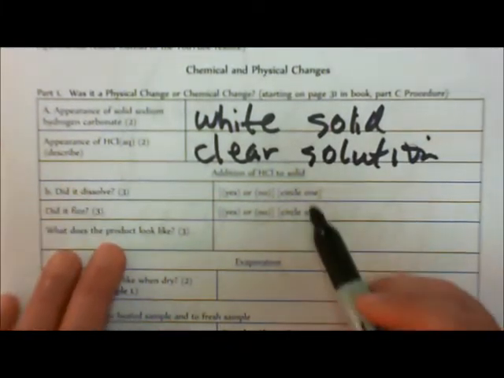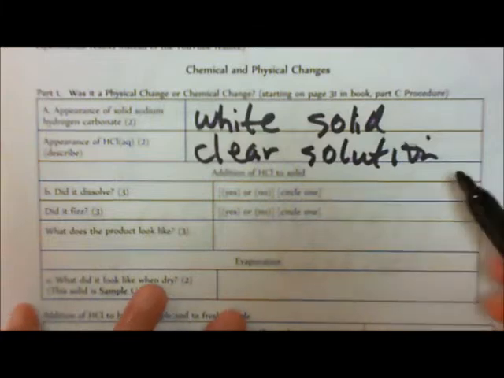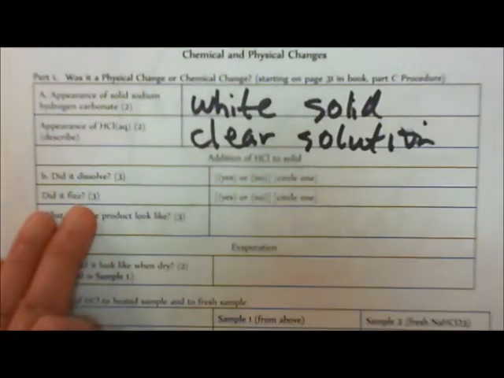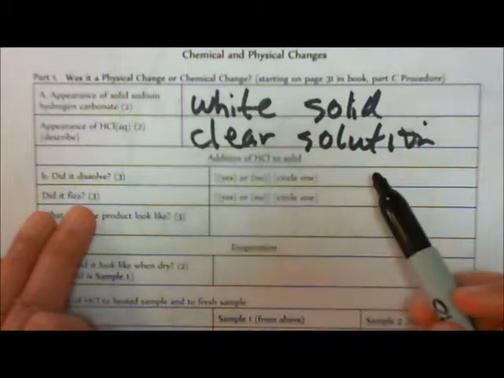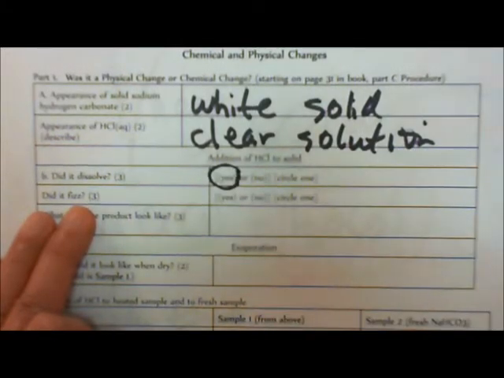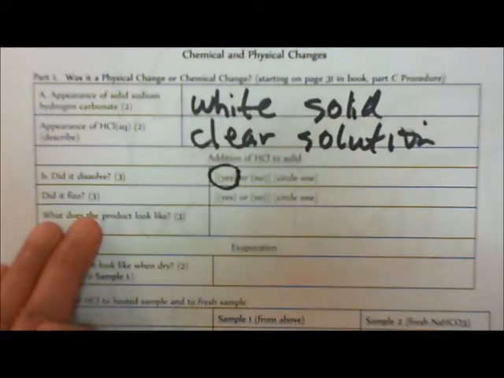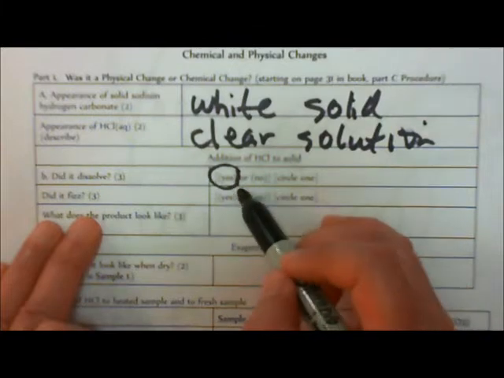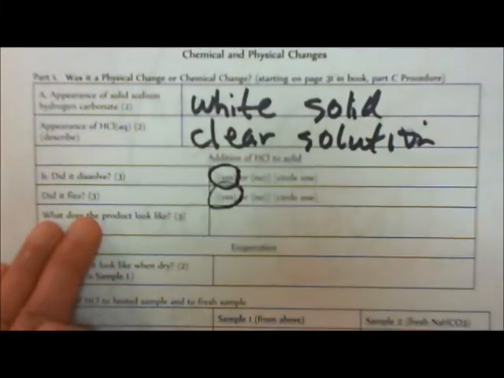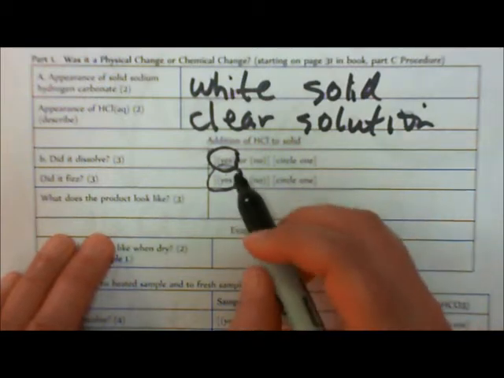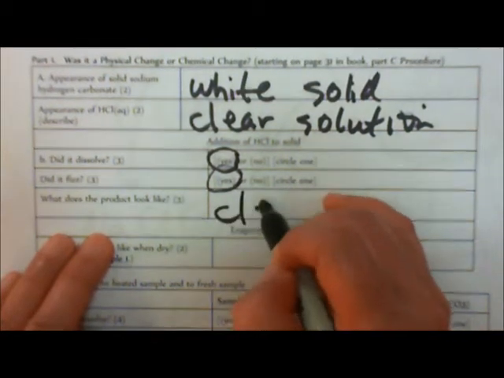Alright, addition of hydrochloric acid to the solid is what you do, and then B, did it dissolve? You get to circle either yes or no, and you would say yes. This is the result that you should get if you're actually doing the experiment. And then the second question is, did it fizz? And the answer is also yes. What does the product look like? And you're going to say clear solution.